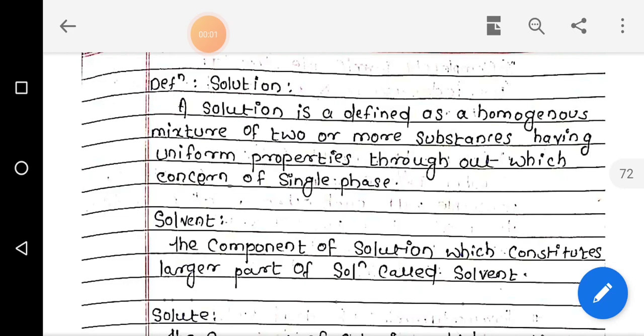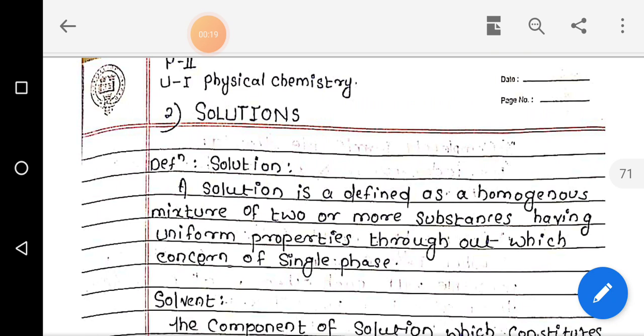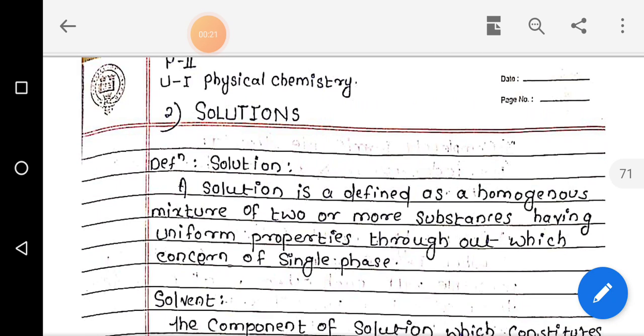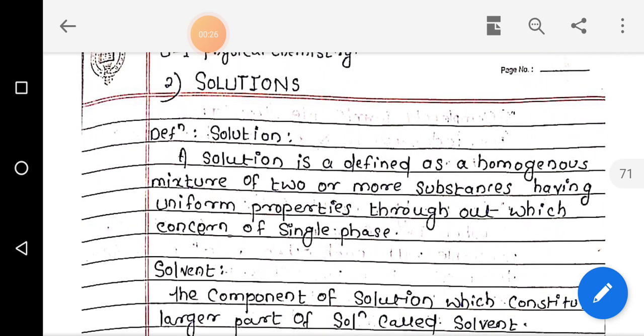All of you. Today we are going to start the new topic, that is the solution topic. We have completed one topic of physical chemistry, that is chemical kinetics. This is the second topic of physical chemistry, that is the solution.